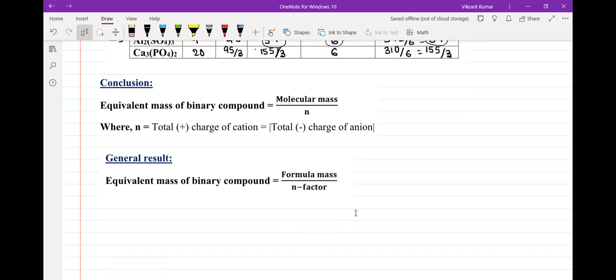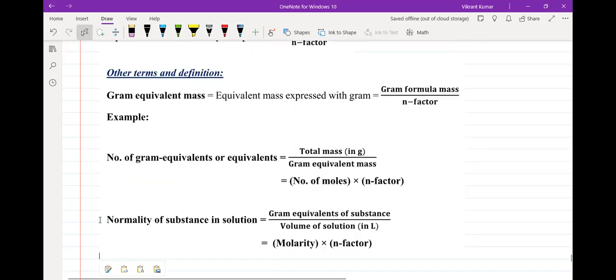ठीक है, तो these types of terms are going to come and we are going to express all these terms with the known term and n factor. That's why I told you n factor is going to play a very important role. So I'll be defining all the remaining terms which we are going to frequently use in this chapter, and these terms are gram equivalent mass, number of gram equivalents or number of equivalents, and normality.